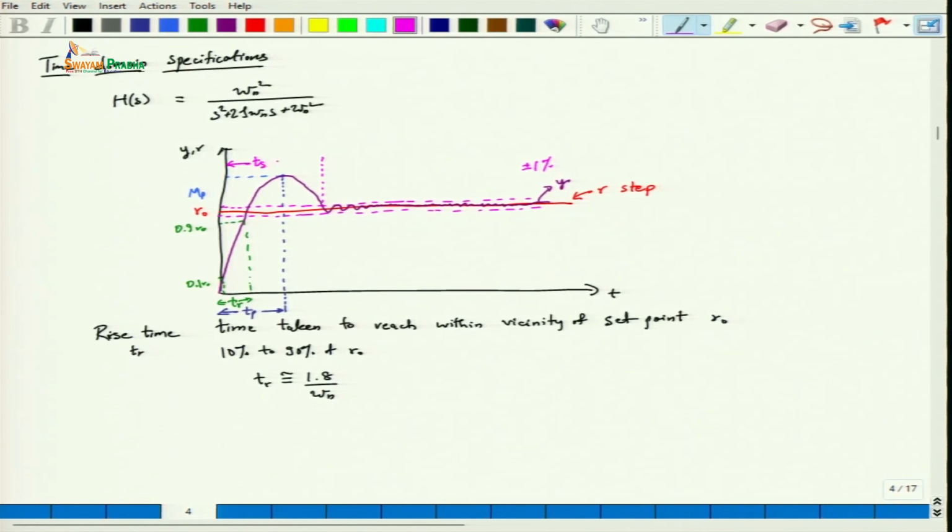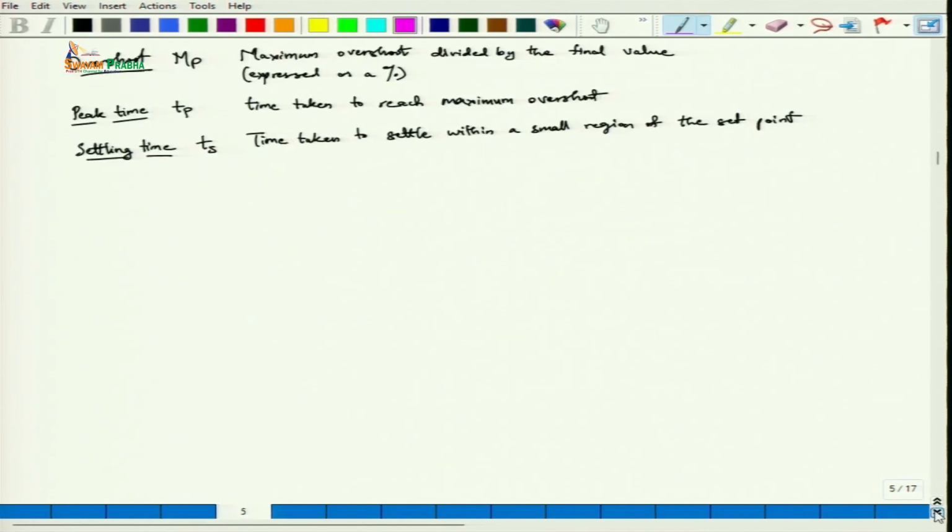this particular time Ts. So the whole idea is it should go within the defined percentage, say 1%, and remain there as time progresses to infinity. It could be 1%, 2% or 5%. That's up to the person who specifies these time domain specifications for the control system.